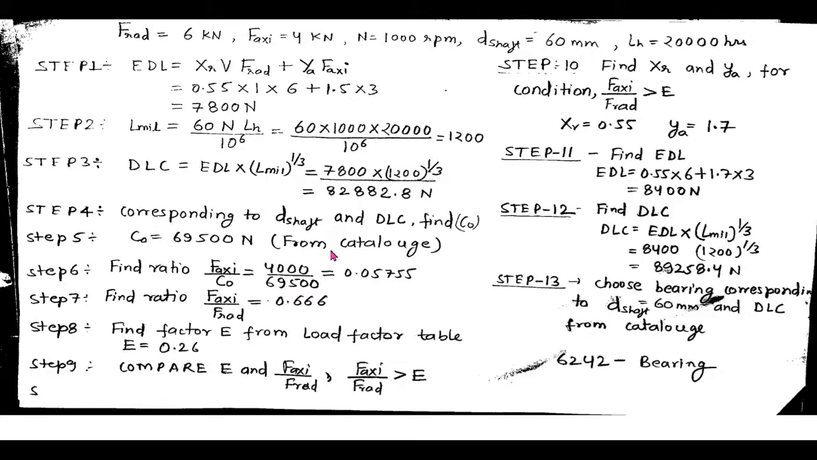Again coming to this slide, we will select the value of C naught as 69500 from the bearing catalog. Now, in the next step we will find the ratio F axial by C naught, that is the static load capacity. The ratio comes out to be this. Write it down. Now in the next step we will calculate the ratio F axial by F radial, and the ratio will come out to be this.